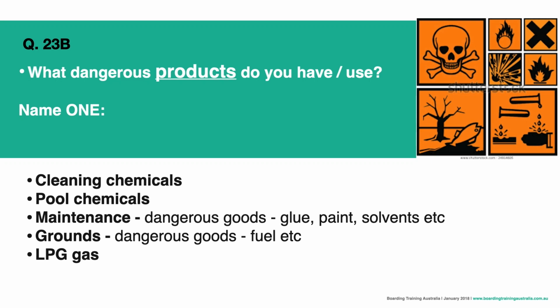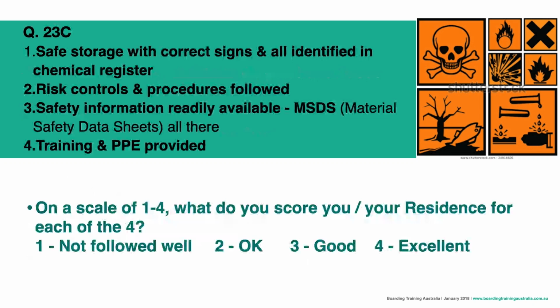So when you've listed all the different ways that you can maintain these safely, on that list of 4 items, you need to go back now and have a look at each one and say, well, how well do we do the safe storage with correct signs and all identified in the chemical register? How well are we using the risk controls and procedures followed? And give yourself a score on each of those points from 1 to 4.